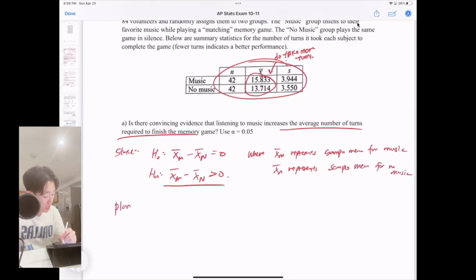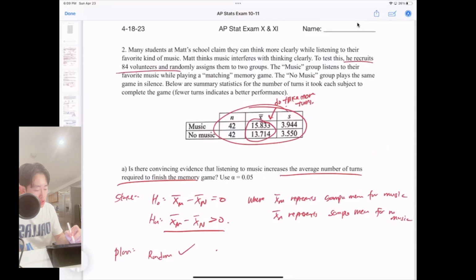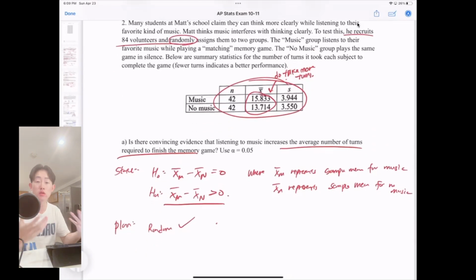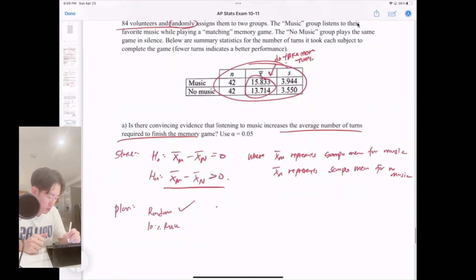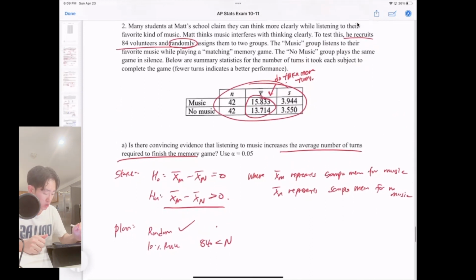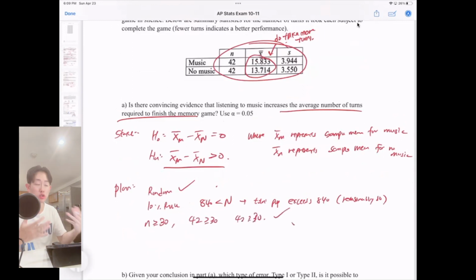So for planning, again, random samples we have. It seems that we have 84 volunteers and randomly assigned them into 2 groups. So the element of randomness is there. Next, the 10% rule. Since we have a sample size of 84, do we have more than 840 students for the capital N? Yes, we do. It seems like we're talking about a school, so the total population exceeds 840 or reasonably so. And then the last one, n is greater than or equal to 30, which means 42 is greater than or equal to 30 for both of the samples, so they should be okay.